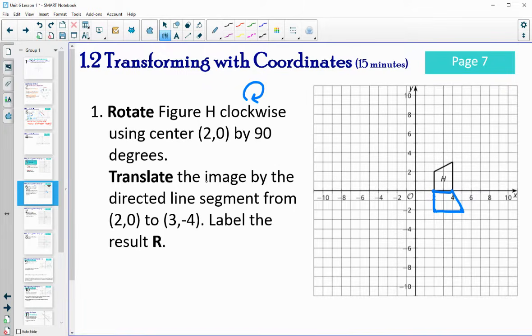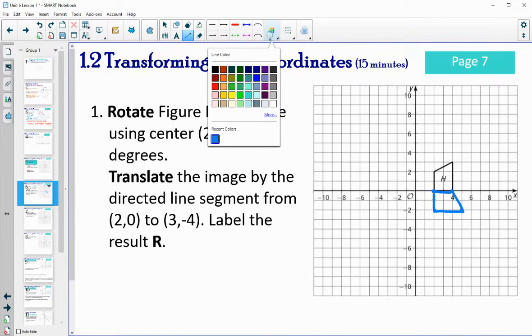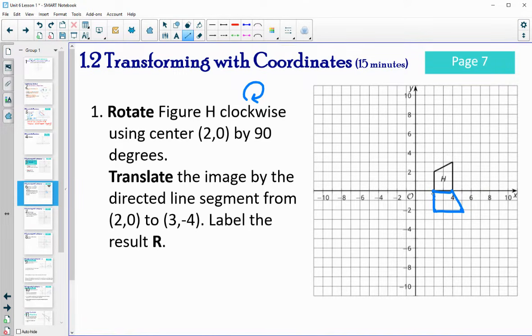Then we want to translate the image by the directed line segment 2, 0 to 3, -4. So let's take a look at what that line segment looks like from 2, 0 to 3, -4. This is the line segment that we're going to be translating each of these by. So it's going to move that point to here.